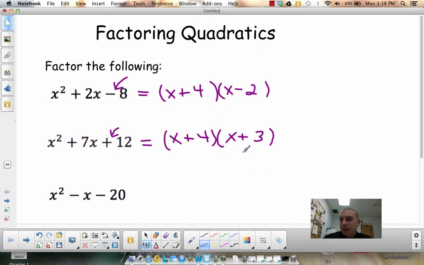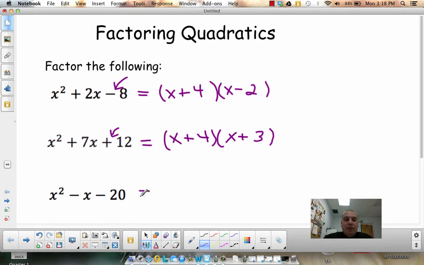Now how can I check this to make sure that I'm right? Well, you go right through and you multiply everything back out. You FOIL everything. If you FOIL everything, you get right back to here, you're good. If you FOILed everything from here and you came over here and this was x squared minus 2x minus 8, that means you probably put the numbers with the wrong signs.